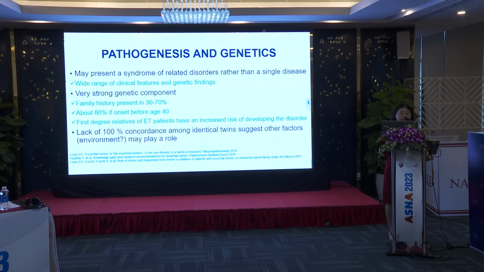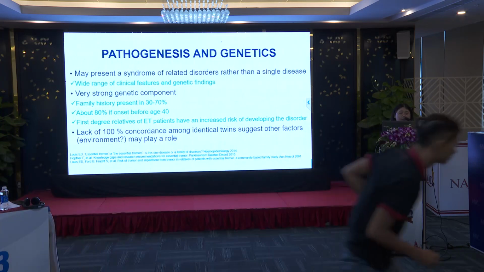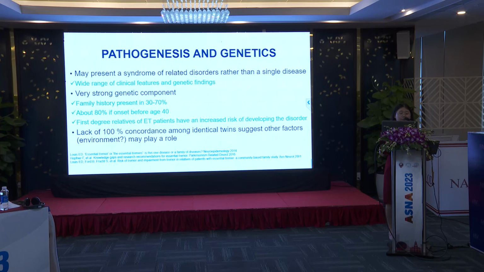Essential tremor may represent a syndrome of related disorders rather than a single disease. A wide range of clinical features and genetic findings can be seen in patients with essential tremor. A family history of tremor is present in 30 to 70%, suggesting a very strong genetic component. The proportion is 80% if onset is before age 40.